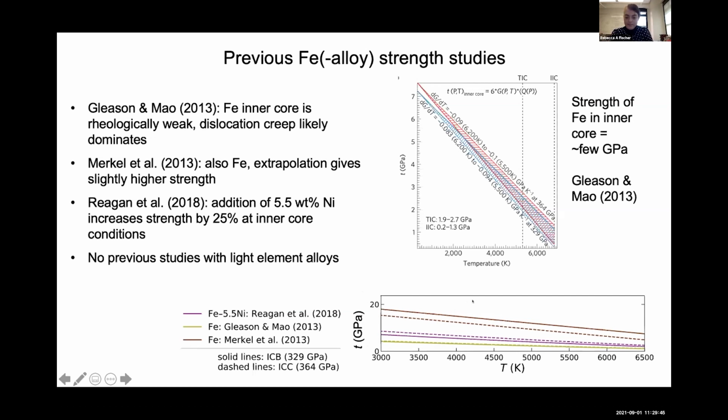So there's some disagreement even over what the strength of pure iron is, but it's all fairly low at these kinds of high temperatures. It's on the order of 1 to 10 GPa. Notably, to our knowledge, there were no previous studies that have measured the strength of an iron light element alloy before.